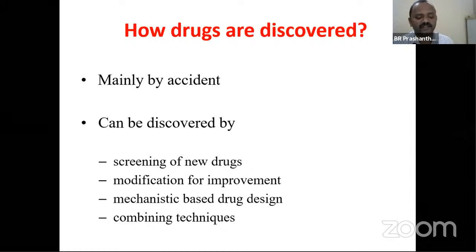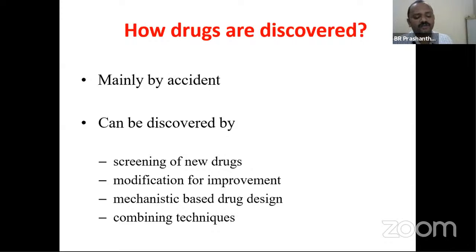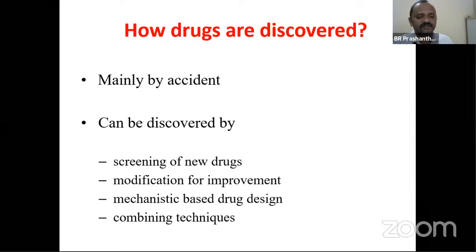The fact of the matter is that the majority of the drugs we have discovered were mainly found by accident. Maybe with a better understanding of biology, chemistry, and all the different disciplines of drug discovery, we may be able to discover the drug as we wish. Hope so, in the near future we do it that way.